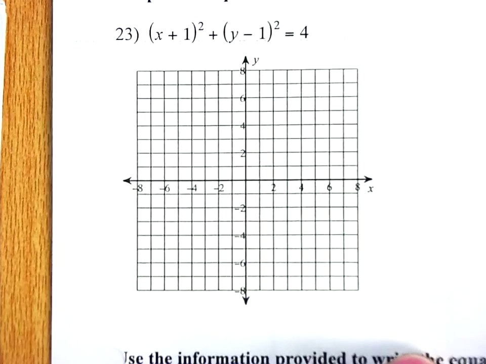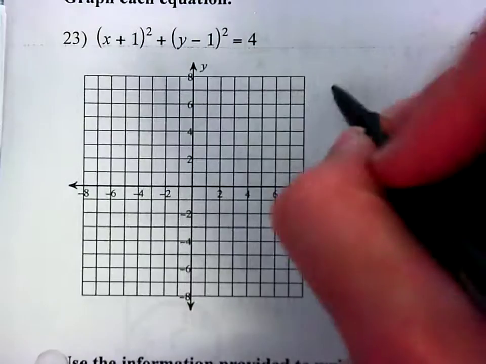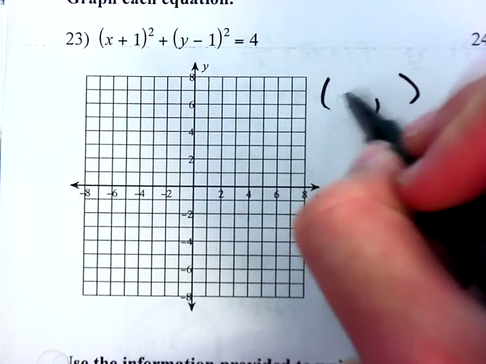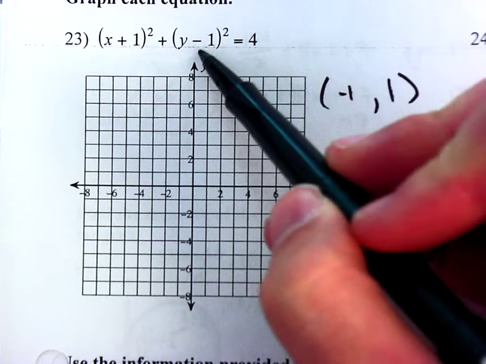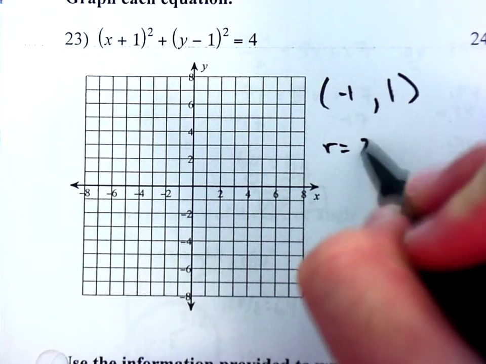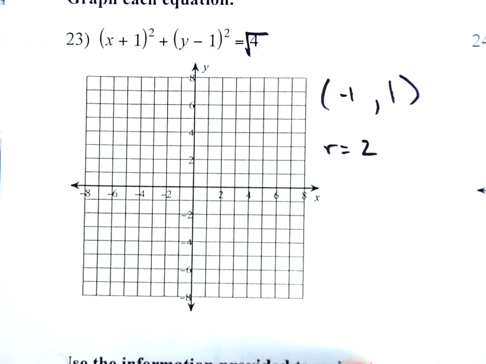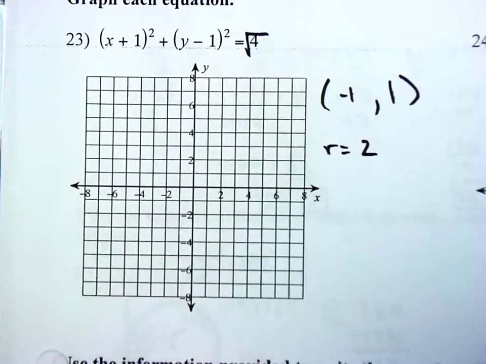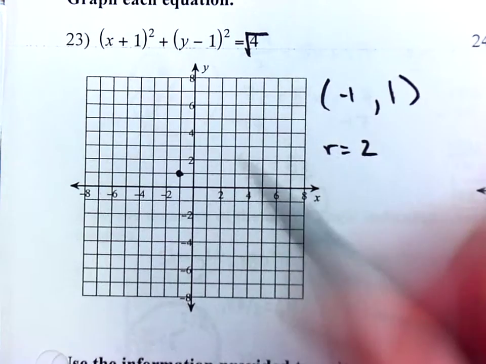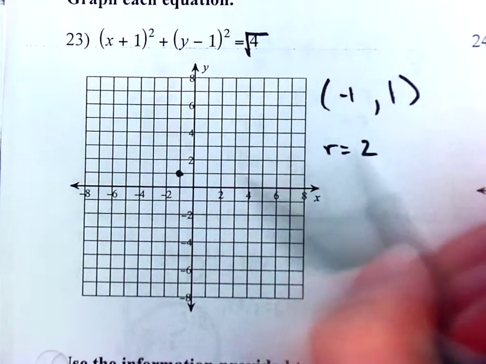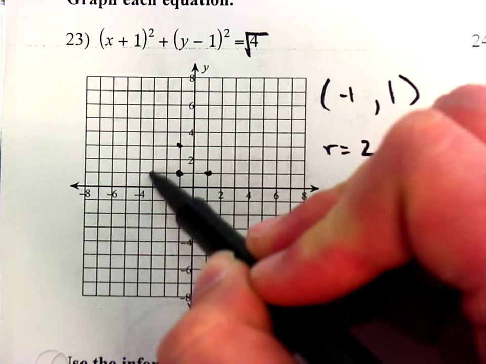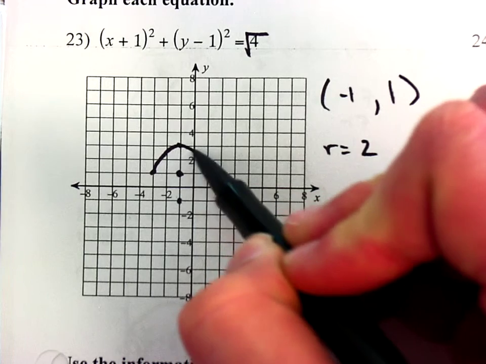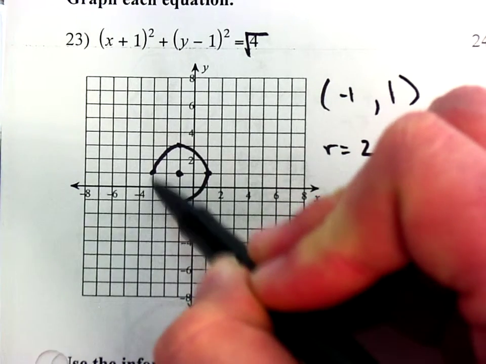Let's look here. 23, they want us to graph the equation. Well, by now we've practiced enough to know that the center is -1, 1, and we're just taking the opposite sign. And that our radius is 2, which is the square root of 4. So we're going -1, up 1. And if we have a radius of 2, we're going to go 2 in every direction. So 2 up, 2 down, 2 left, 2 right. And then just connect the dots.